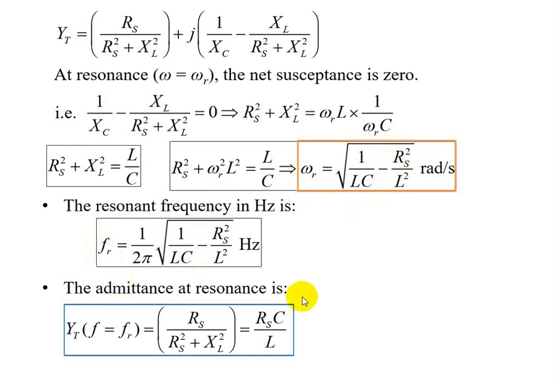The admittance at resonance is Yt equal to Rs by Rs square plus XL square. This will be equal to Rs into C by L. At resonance, susceptance will be 0 and the total admittance will be equal to only this real component. So this further can be written like this. If you replace this Rs square plus XL square by L by C, then we get this term as Rs into C by L.